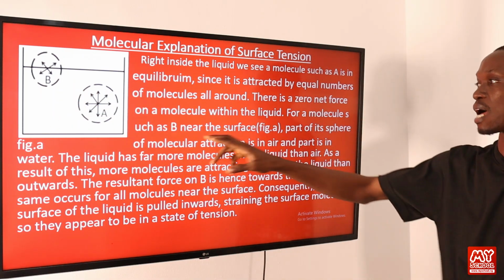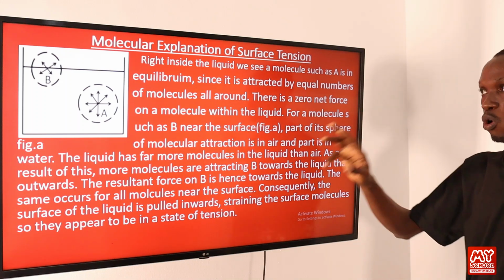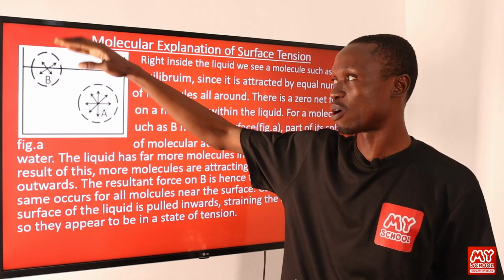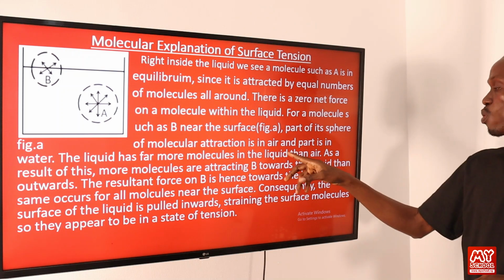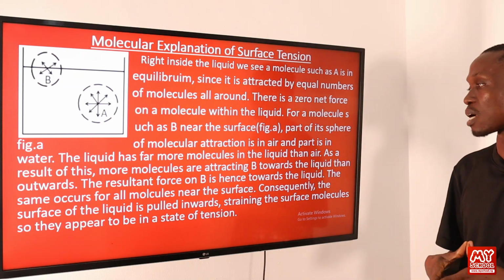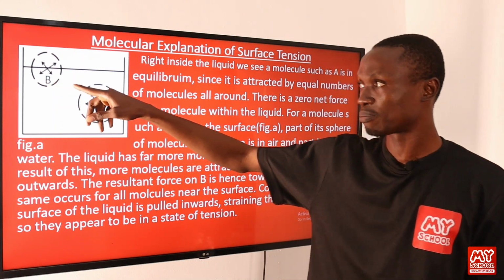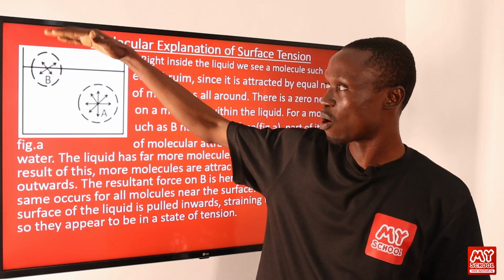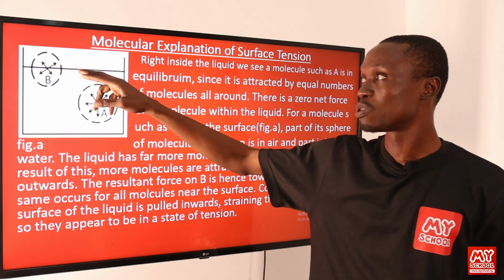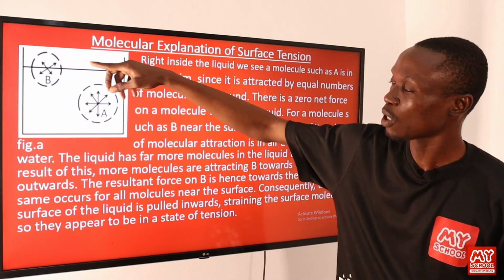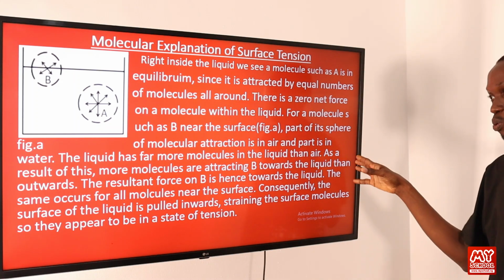Now, for a molecule such as B near the surface, part of its sphere of molecular attraction is in air and part is in water, just as you can see in the diagram. Parts are in air while some parts are in water. The liquid has far more molecules than air. As a result, more molecules are attracting B towards the liquid than outside. If you check this very well, some part of molecule B is in air while some parts are in the water, but the part in the water is greater than the part in the air. So the surrounding molecules are attracting molecule B more into the water than the molecules of air are attracting it out of the water. That's what we are trying to say here.